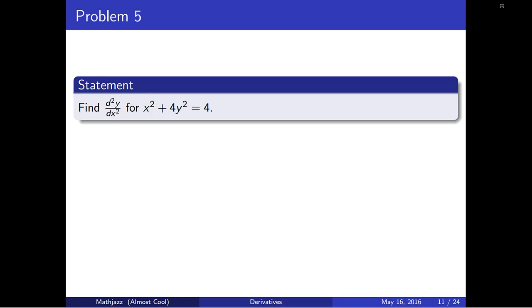So, we want to find the second derivative of y for this equation, x squared plus 4y squared equals 4. First, we have to find the first derivative. So we do that. So we just take the derivative of all the terms.